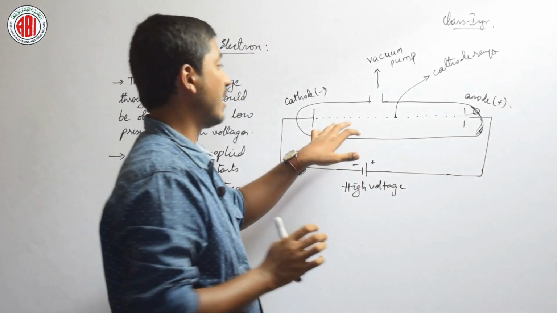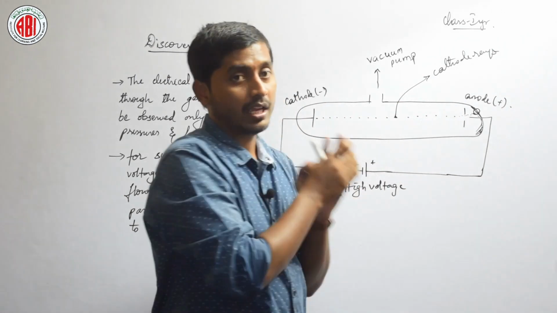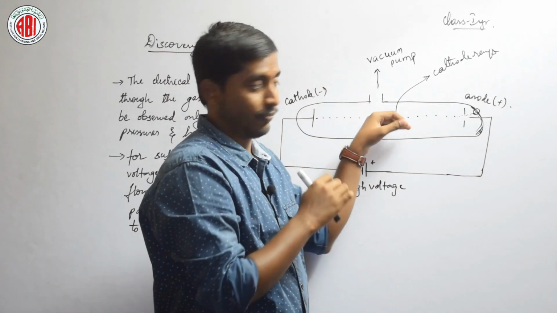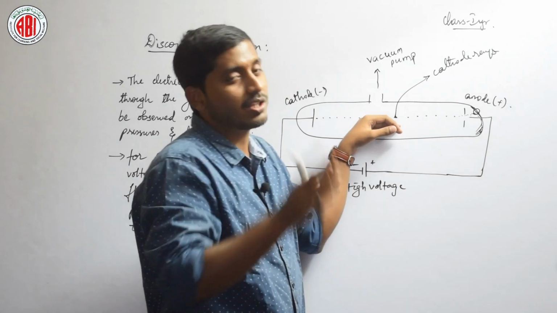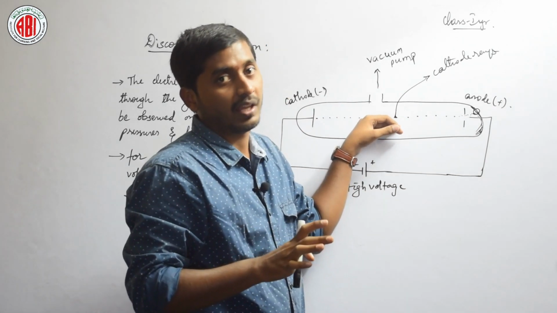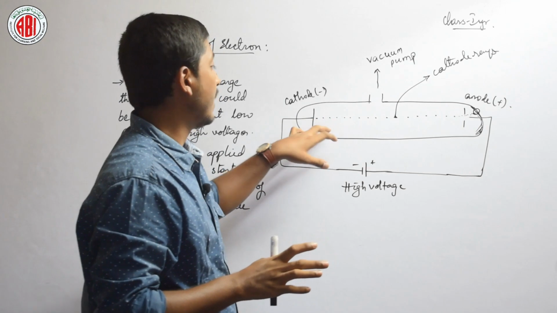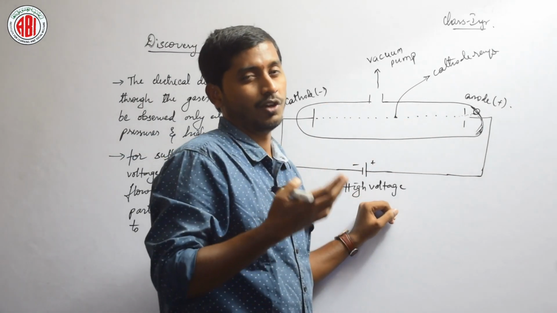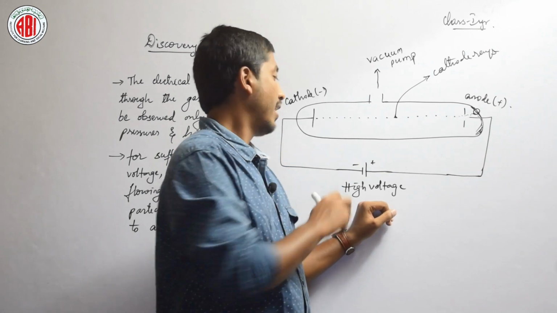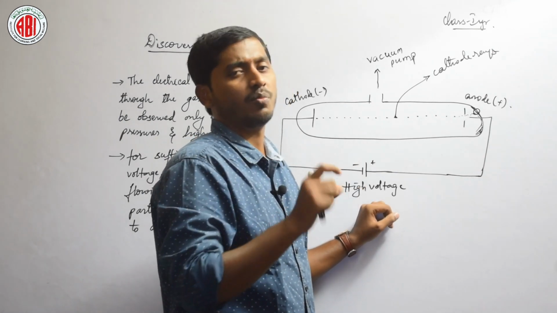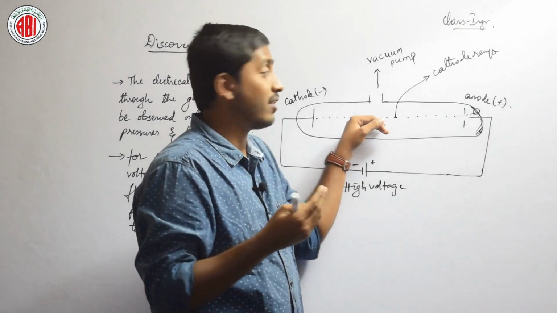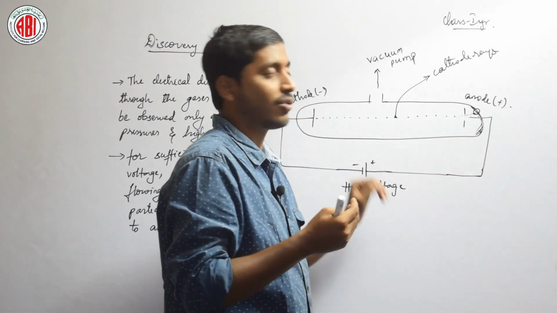Once again, see here, he took a discharge tube in which the whole gas is removed, at almost zero pressure. Then he placed two metal electrodes inside it and connected it to a high voltage. As he increased the voltage more and more, while maintaining very low pressure, he could observe that there is some current flowing through the circuit.